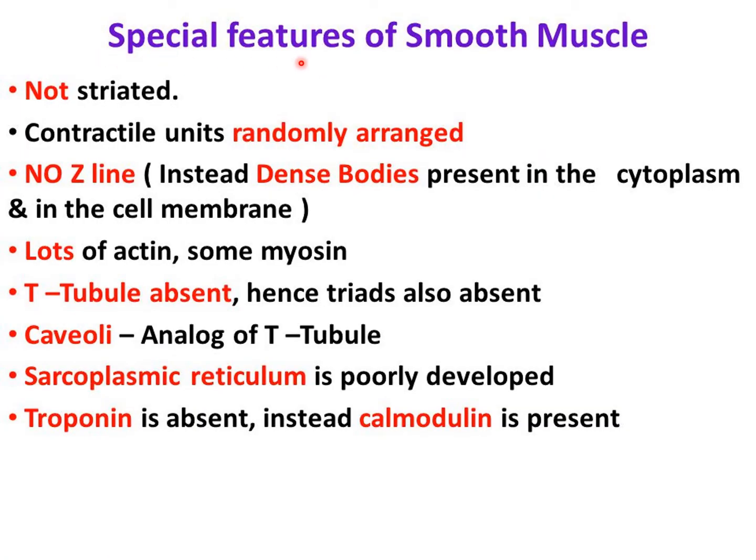Then what are the special features of smooth muscle? Smooth muscles are non-striated muscle and the contractile units are randomly arranged. There is no Z line, and instead of the Z line, dense bodies are present in the cytoplasm and in the cell membrane. Then lots of actin and some myosin molecules, and T tubules are absent, hence striations are also absent, and caveoli are the analog of the T tubules, and the sarcoplasmic reticulum is poorly developed, and troponin is absent, and instead of that calmodulin is present.